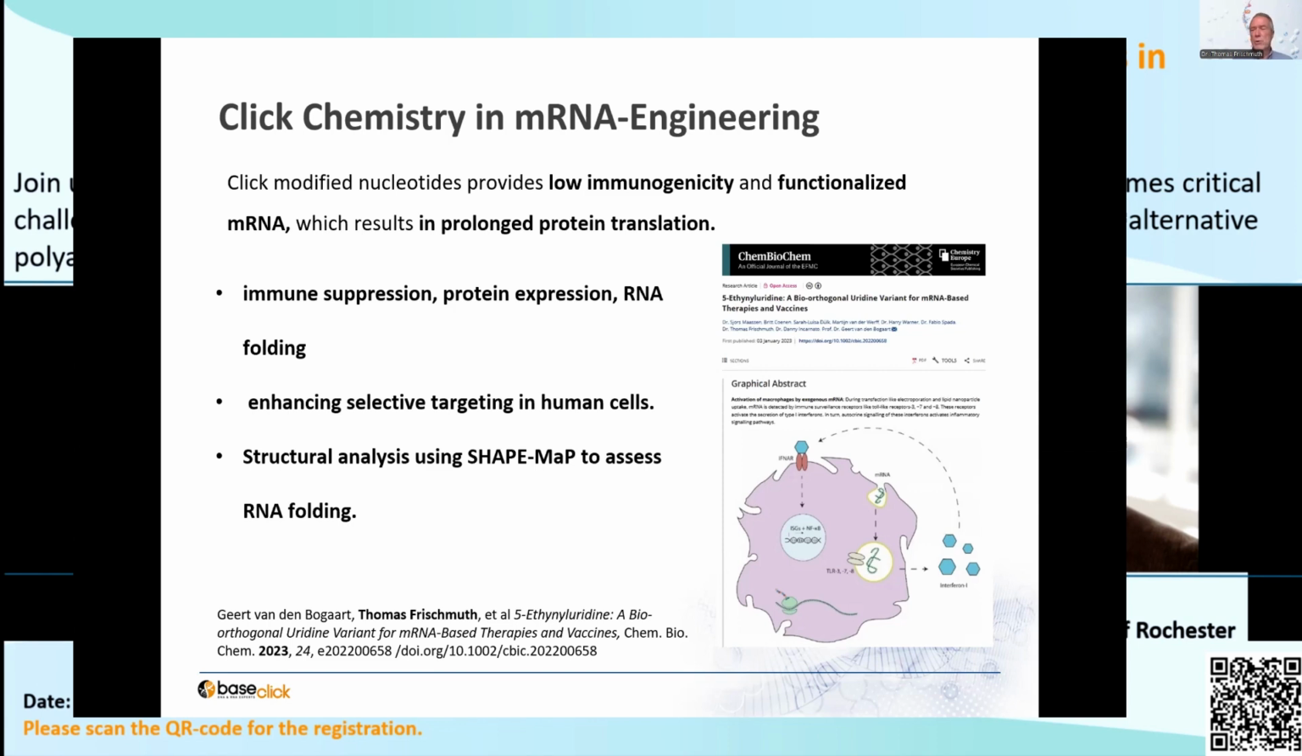Basically, we were able to introduce clickable modified nucleotides, and, as published in this paper, we were able first of all to click-conjugate these kinds of groups, but we also showed that they suppress the immune response and lead to protein expression, especially prolonged expression. As well, you avoid certain RNA folding, which in therapeutic development avoids the formation of hybrid RNA.